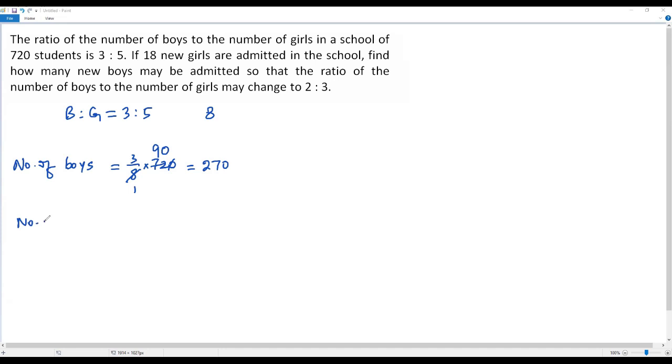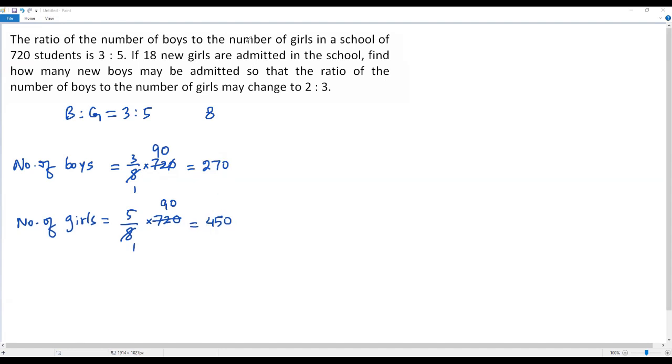Now let's find the number of girls. Out of these 8 parts, 5 parts are girls. That is, 5/8 of the total students are girls, which is 5 over 8 times 720. 8 goes into 8 1 time and 8 goes into 720 90 times. So 5 times 90 is 450. So there are 450 girls in these 720 students. We can verify: when I add the number of boys and the number of girls, I get 720. So these are the number of boys and girls in the existing total number of students.